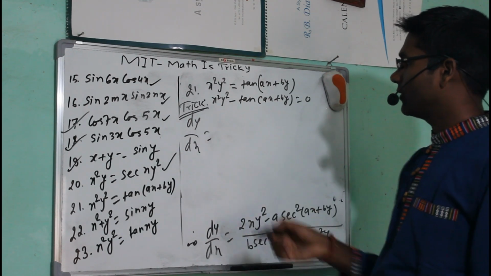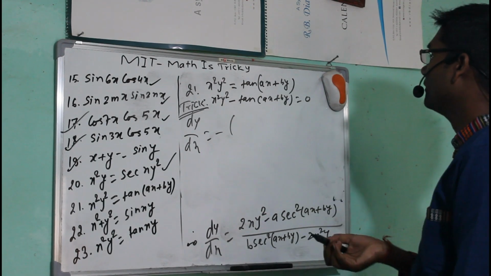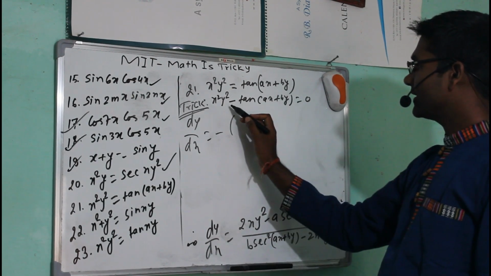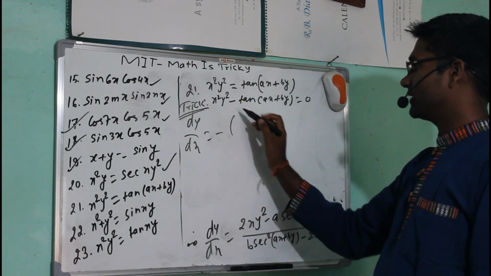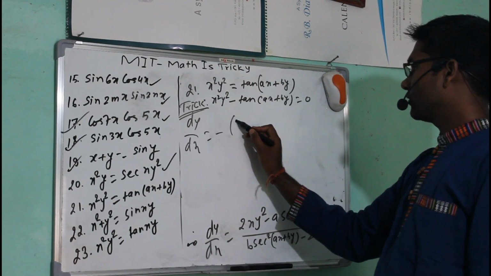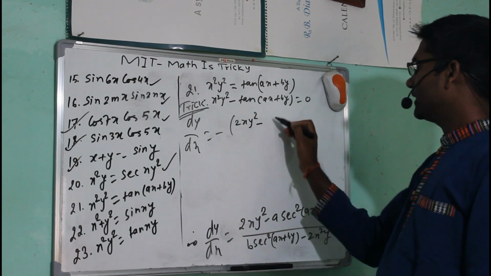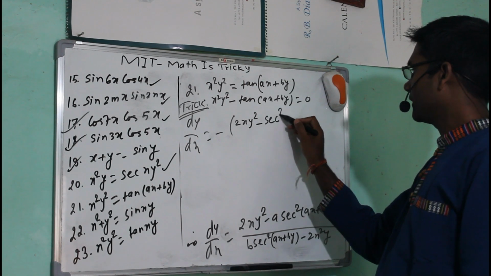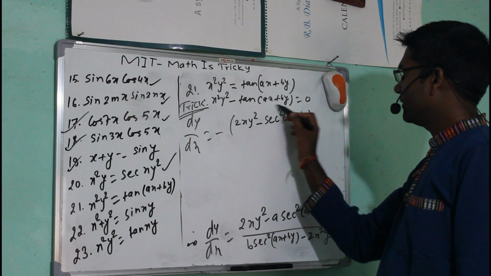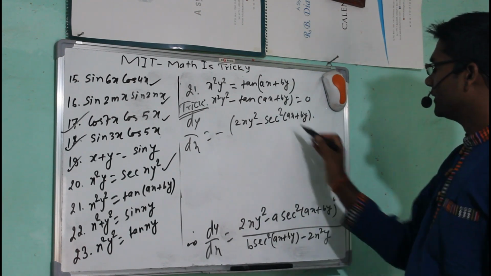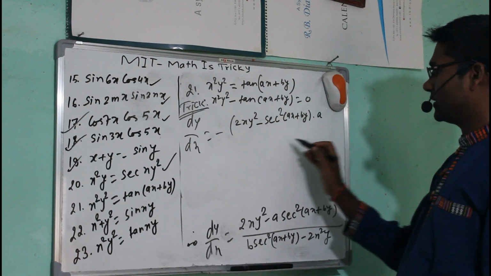So for this type of problem, always write a minus here. Now differentiate with respect to x first. In that case you consider x as the variable and all the others as constants. So it will simply be 2xy² minus the derivative of tan, which is sec²(ax + by), and then the derivative of the inside will simply be a, because by is constant.